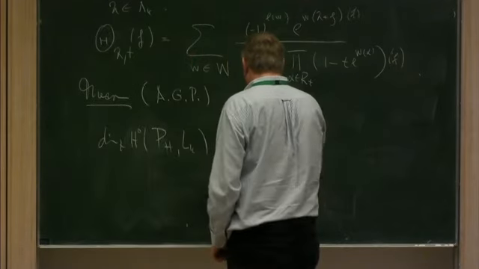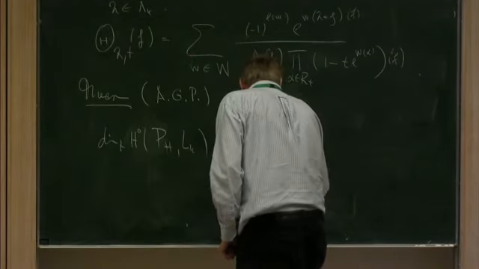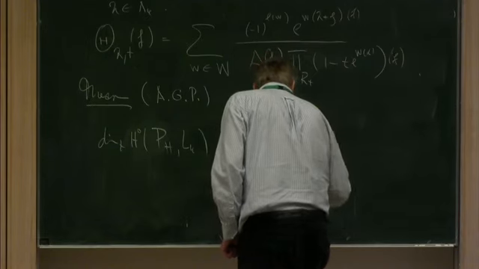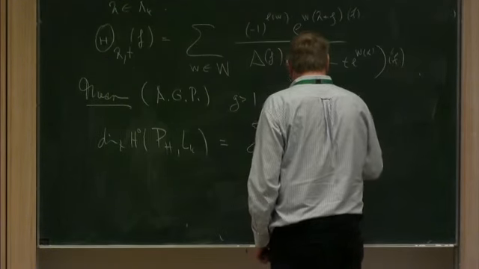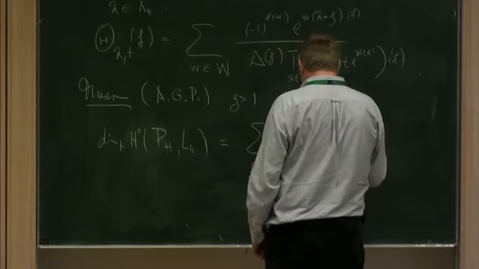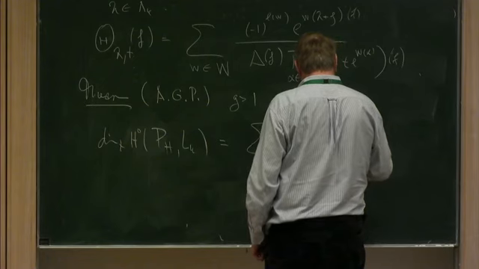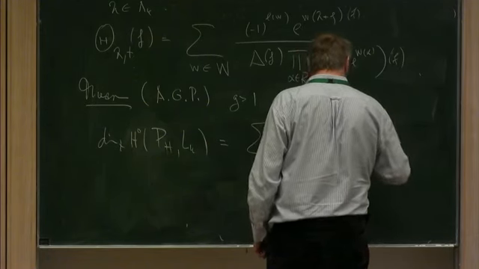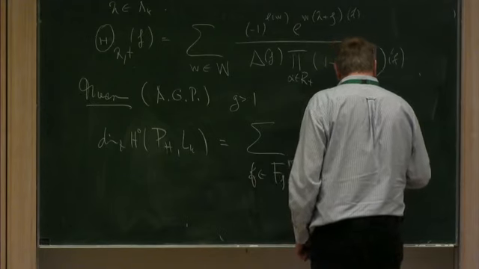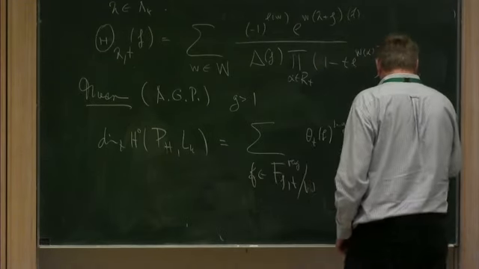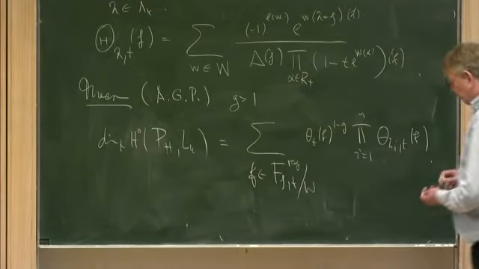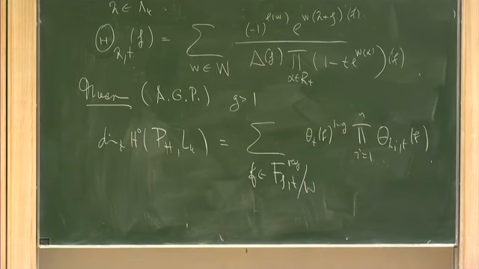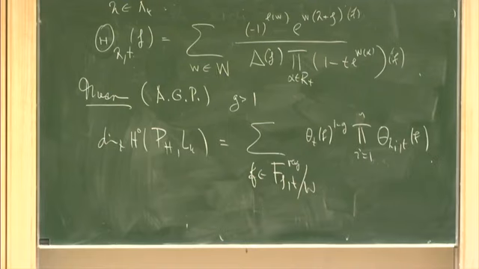The Hitchin character is simply given by the sum over f, rho, t regular, divided by the Weil group. You take theta t of f to the 1 minus g, and then you take the product i equals 1 to n of theta lambda i of t of f. So that's the T-deformed Verlinde formula for parabolic Higgs bundles.